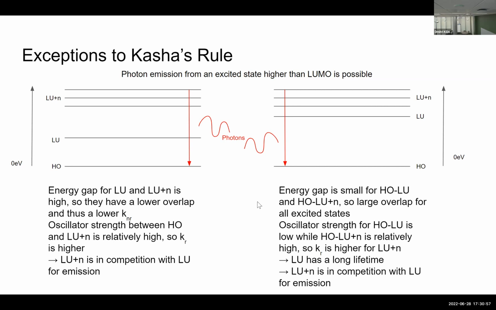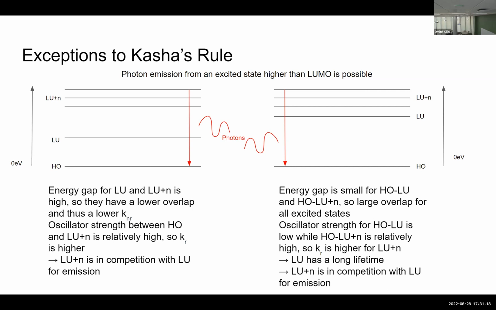they'll have a low overlap between LUMO and those higher excited states. So those electrons won't get a chance to fall down to LUMO. And instead, what they might do is fall all the way down from a high excited state down to HOMO and release a photon that way.